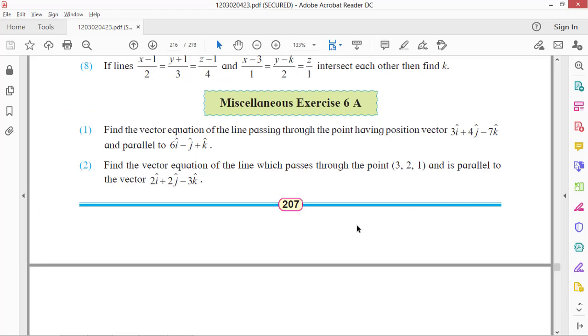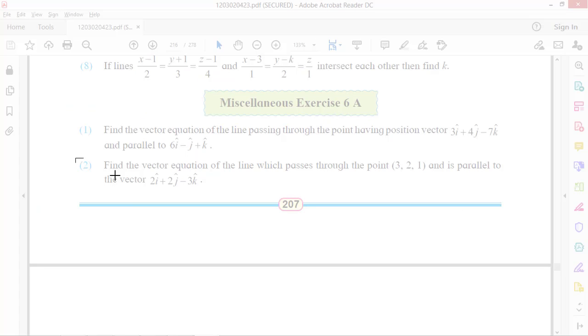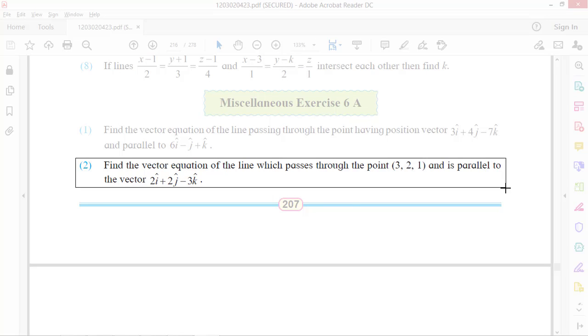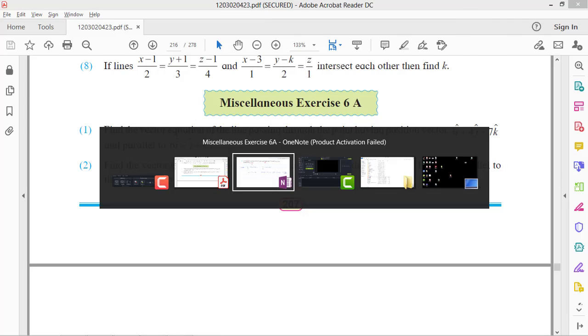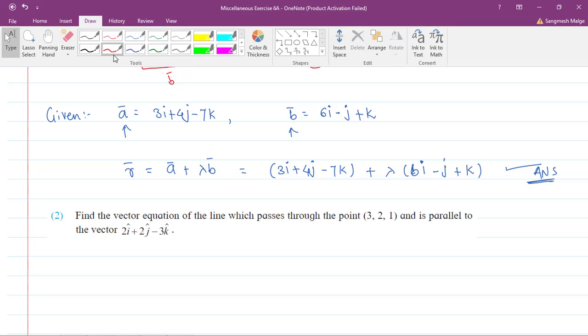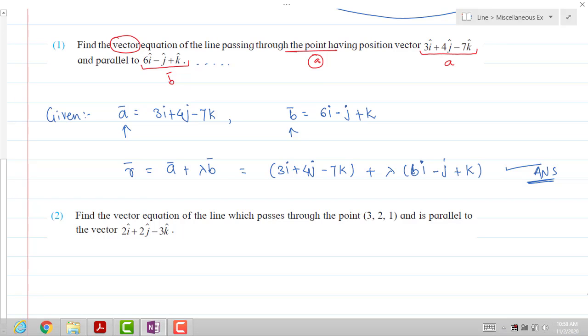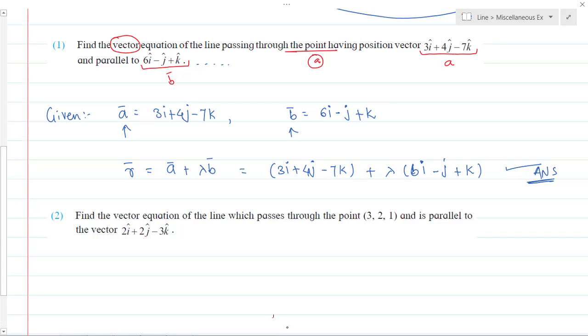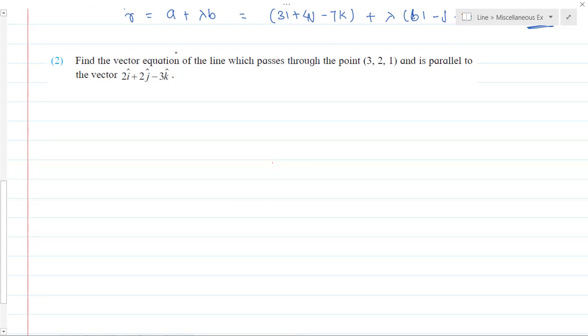Let's take the second question now. Find the vector equation of a line which passes through this point and is parallel to another vector. Let me have some space here. They are asking for the vector equation of a line which passes through the point. Now tell me, is this a or b? Of course it is a bar. And it is parallel to the vector. The parallel vector is always b bar.